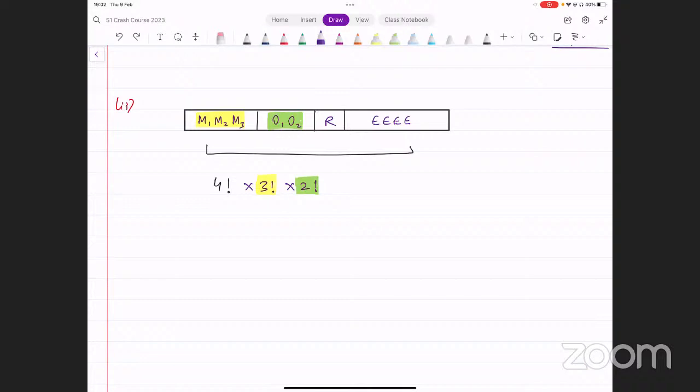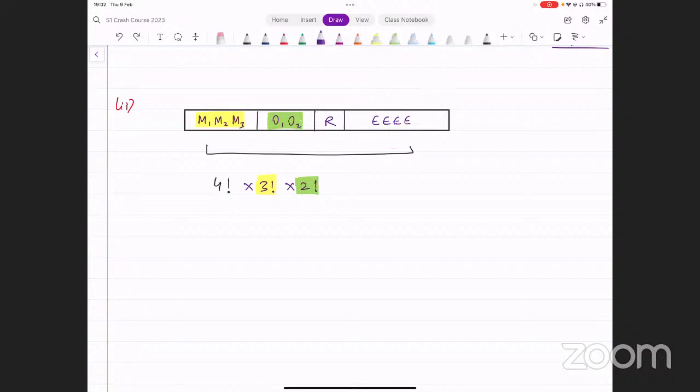And then finally, you've got the 4 empty spaces, 4 E's. And how many ways can you arrange these E's? Well, they're all identical. It doesn't really matter. Even if they were to change their position, it's all the same. They're all identical. So we don't have to consider arrangements for these empty spaces as well. We can just ignore them.